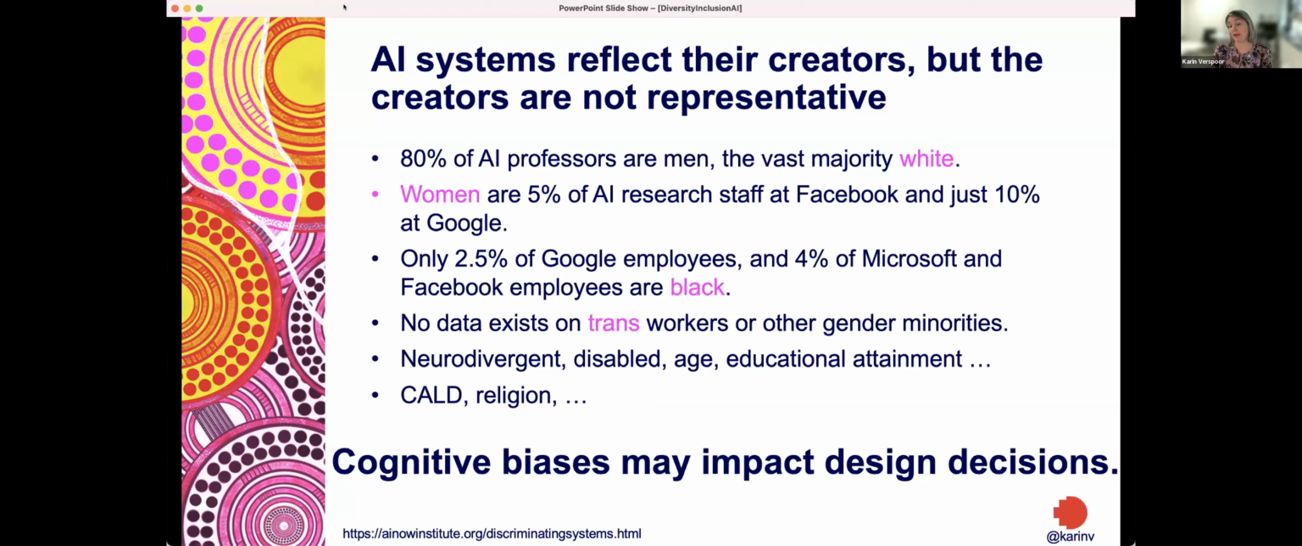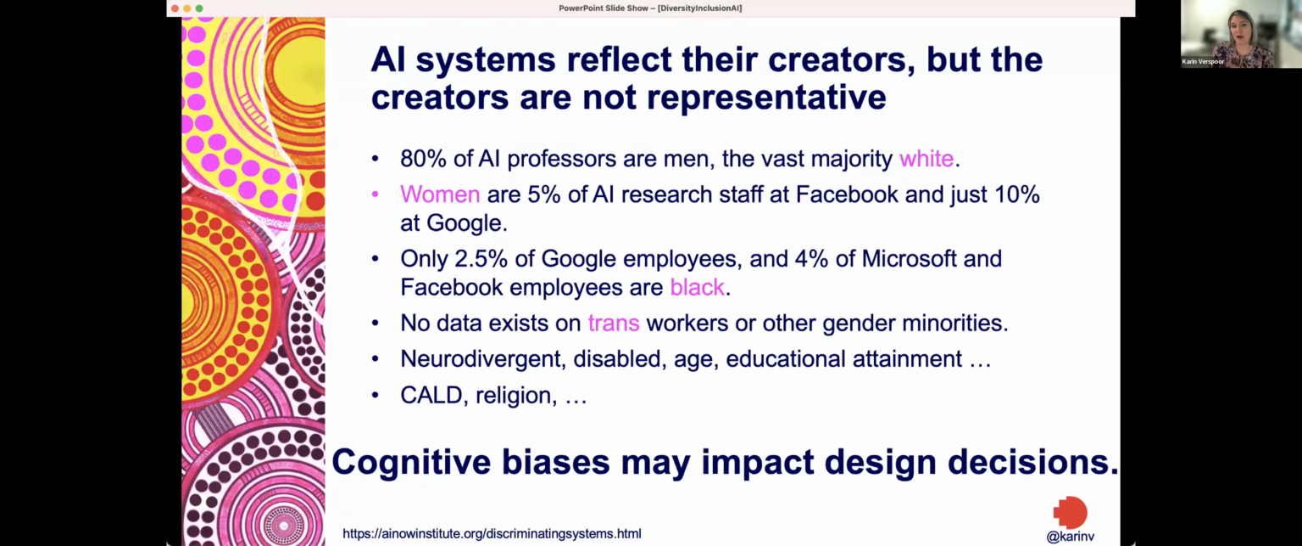Women are apparently 5% of the AI research staff at Facebook, a little more at Google, but still not great. Only 2.5% of Google employees are Black, while 4% of Microsoft and Facebook employees are Black. I think, well done to Victor for being one of the few.